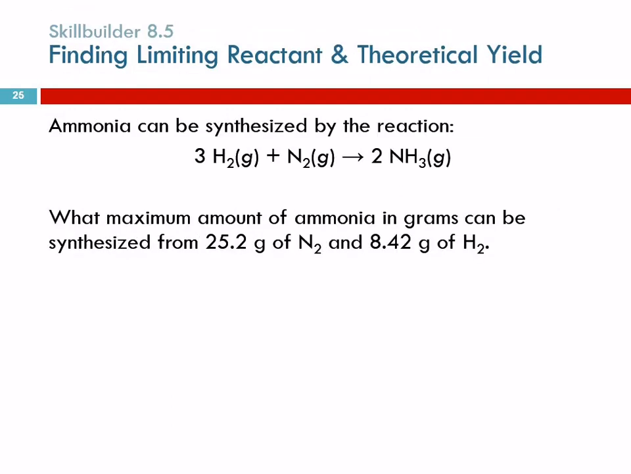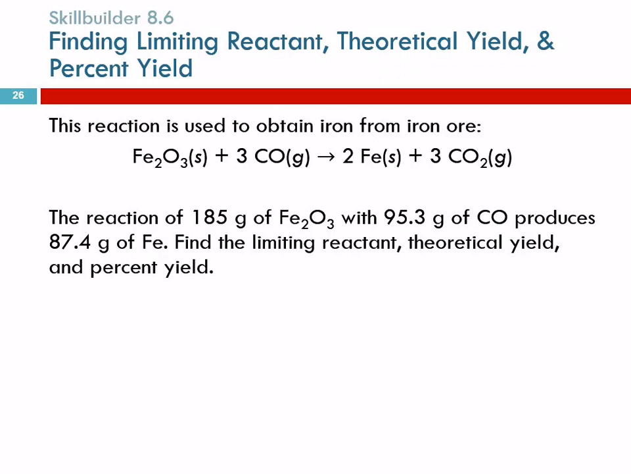Let's see. So we did that one. Let's do this one. This reaction can be used to obtain iron from iron ore. The reaction of 185 grams of Fe2O3 with 93.5 grams of CO produces 87.4 grams of Fe. Find the limiting reactant, theoretical yield, and percent yield. Okay. This one's a little different too.